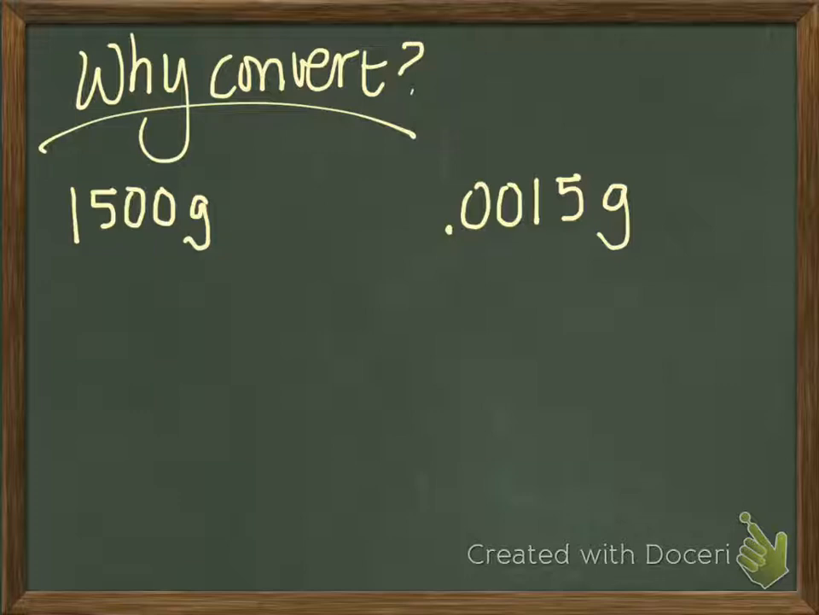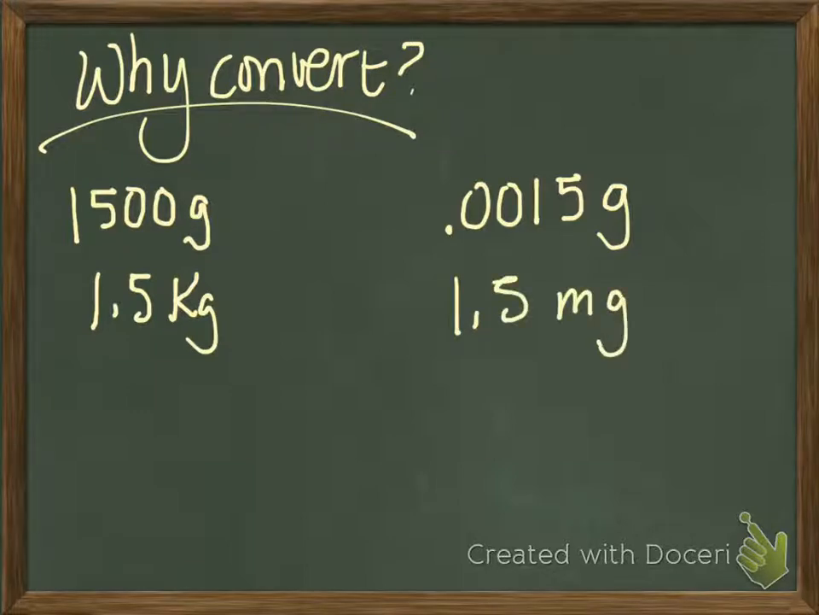In the entire metric system, including the SI system, all units can be modified by the use of prefixes. So 1,500 grams becomes 1.5 kilograms, and 0.0015 grams becomes 1.5 milligrams. Much easier to work with.